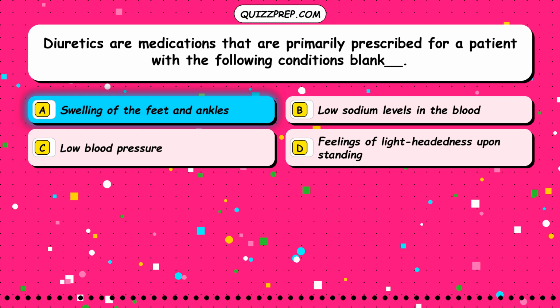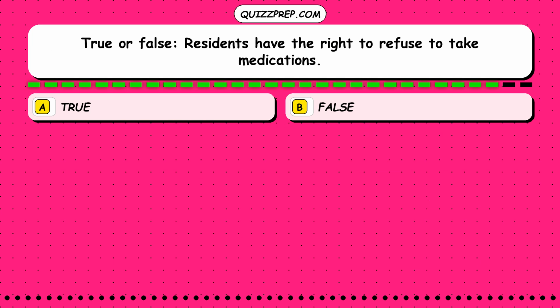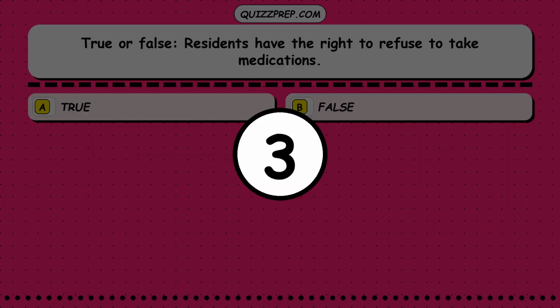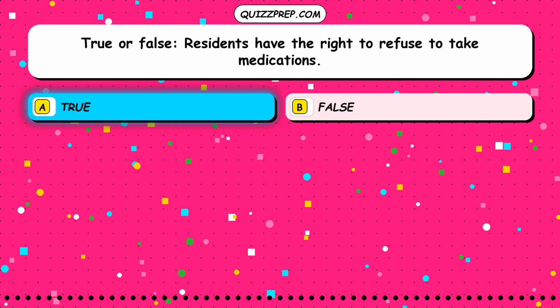The correct answer is option A, swelling of the feet and ankles. Question 30. True or false, residents have the right to refuse to take medications. Option A, true. Option B, false. The correct answer is option A, true.